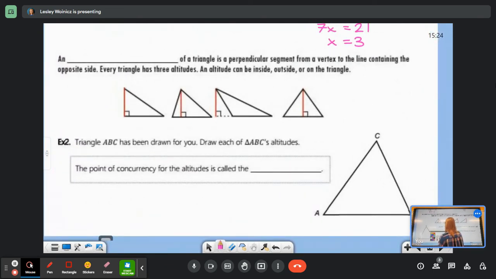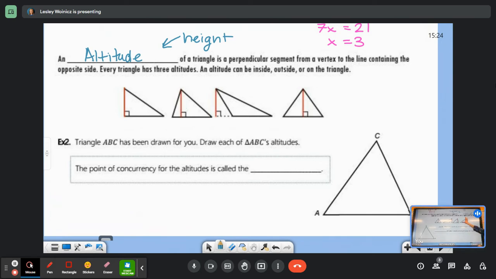Okay, next up, an altitude. Okay, altitude, it's like height, right? Altitude of a triangle is a perpendicular segment from a vertex to the line containing the opposite side. Every triangle has three altitudes. An altitude can be inside, outside, or on the triangle.